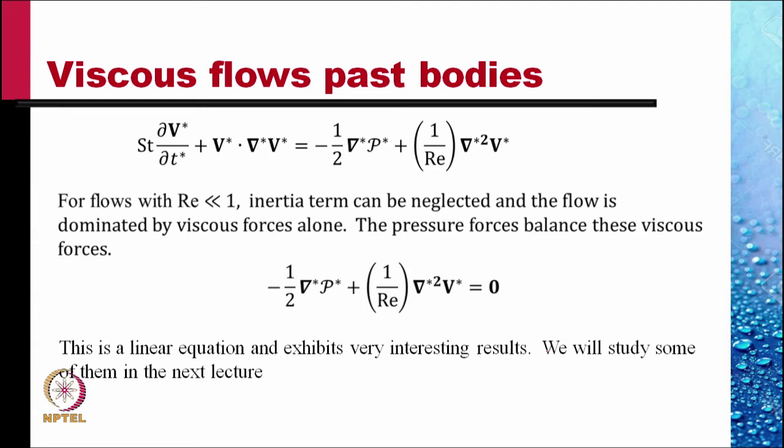For flows with Reynolds number much less than 1, the inertia term can be neglected and the flow is dominated by viscous forces alone. The pressure forces balance these viscous forces and we get an equation: minus 1/2 the non-dimensional pressure gradient plus 1 over Re del star squared V star is equal to 0. This is a linear equation and exhibits very interesting results. We'll study some of them in the next lecture.